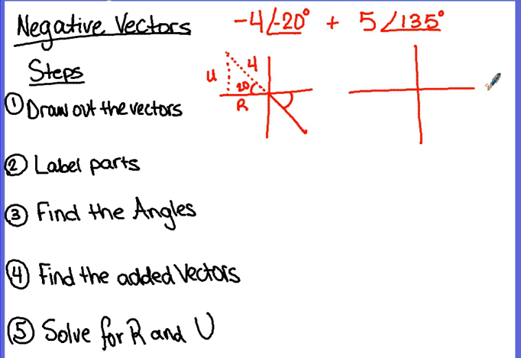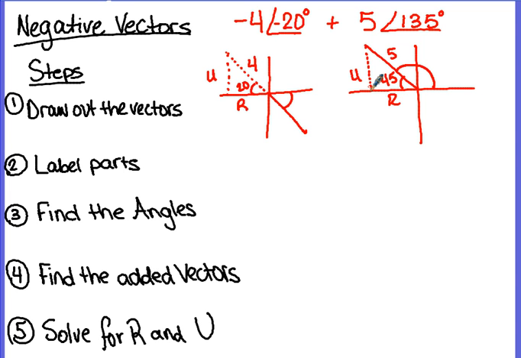Let's draw this one over here. This one is normal. We've got a positive angle with a positive vector. All right, 135 degrees would be somewhere right in here. Our vector length is 5. Because 135 is outside the triangle, the angle inside of my triangle is going to be 180 minus 135. So our angle is actually going to be a 45-degree angle. And again, we need to solve for R and for U.